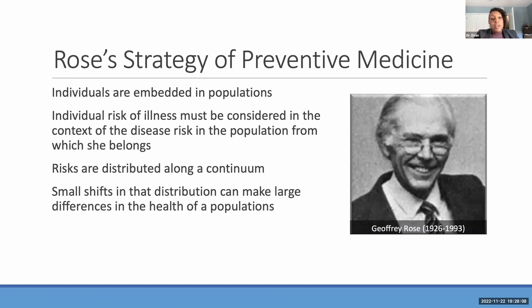When we think about preventive medicine, we think about it from the Geoffrey Rose strategy. And Geoffrey Rose's strategy of preventive medicine is predicated on a couple of things. One is that individuals are embedded in populations, and that the individual risk of illness has to be considered in the context of the risk of the population that person came from. And that risks are not just separate and distinct, they're distributed across a continuum. So some people in that population will have more risk and some will have less. But if we make small shifts in that distribution of risk, we can make large differences in the health of a population.